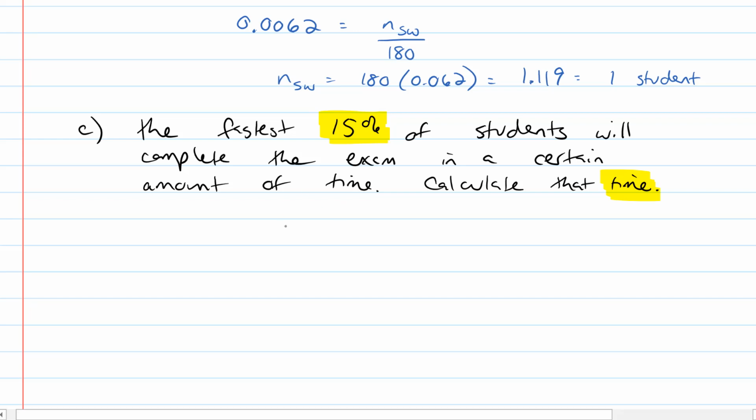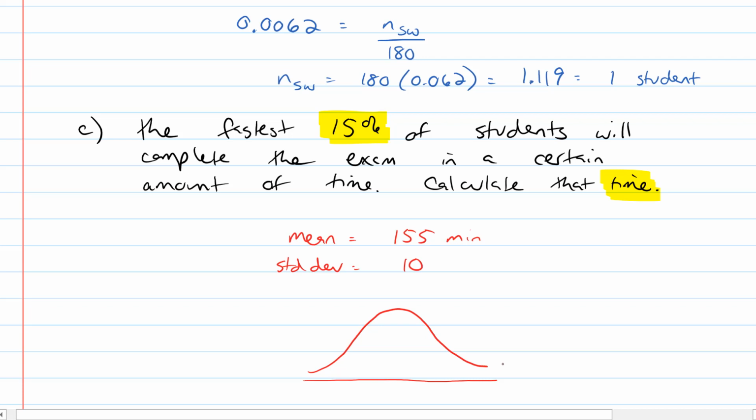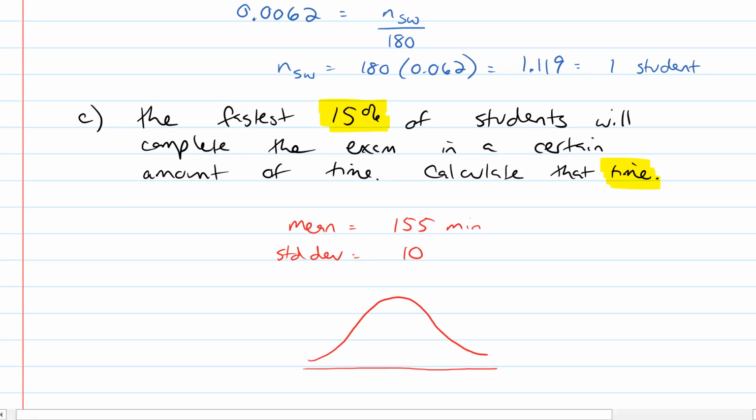And so again, we've got that the mean is equal to 155 minutes. Our standard deviation is still 10, and we want basically the probability, and we're looking for a time. The fastest 15% of students will be the times that are on the left-hand side of the graph. So essentially we're looking for this value of the variable for which the area under the curve equals 0.15.